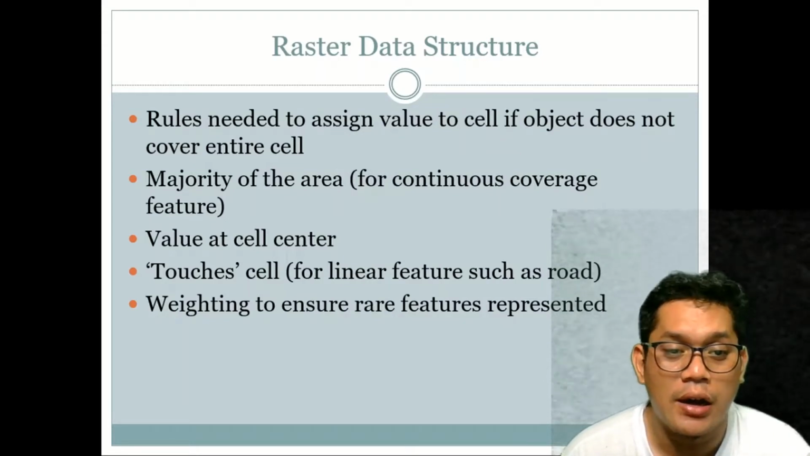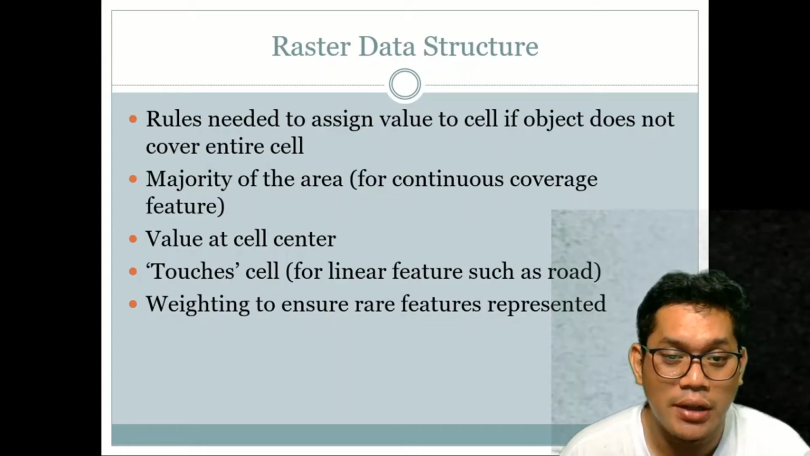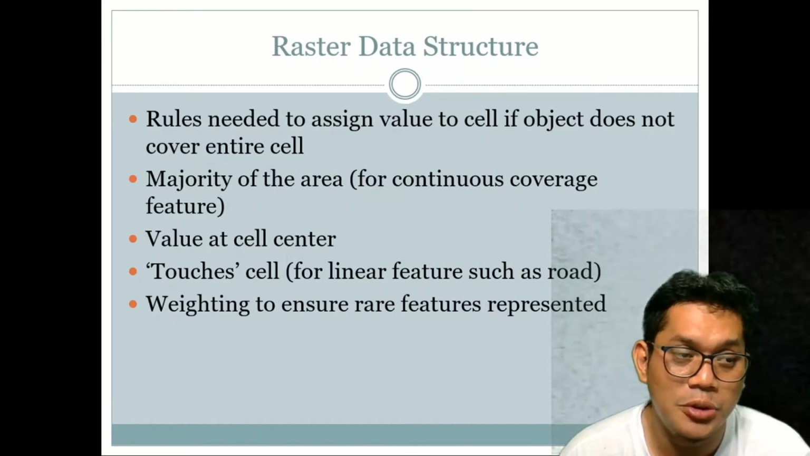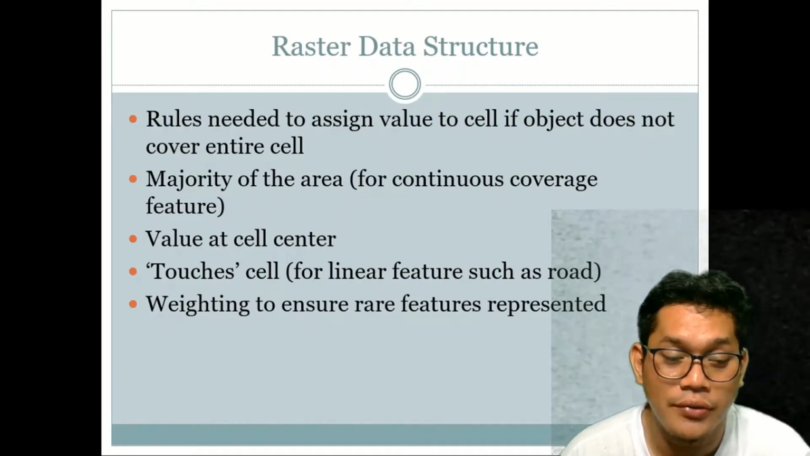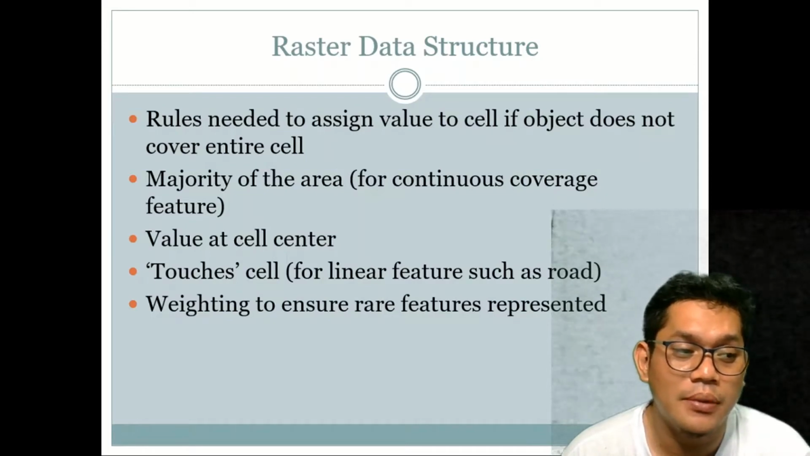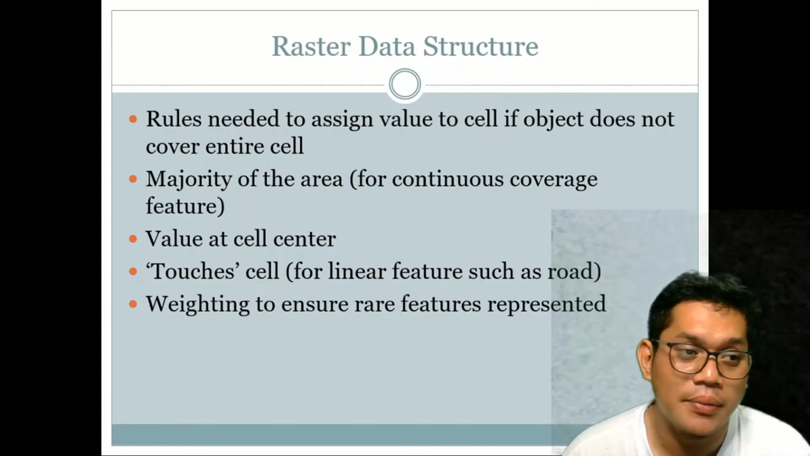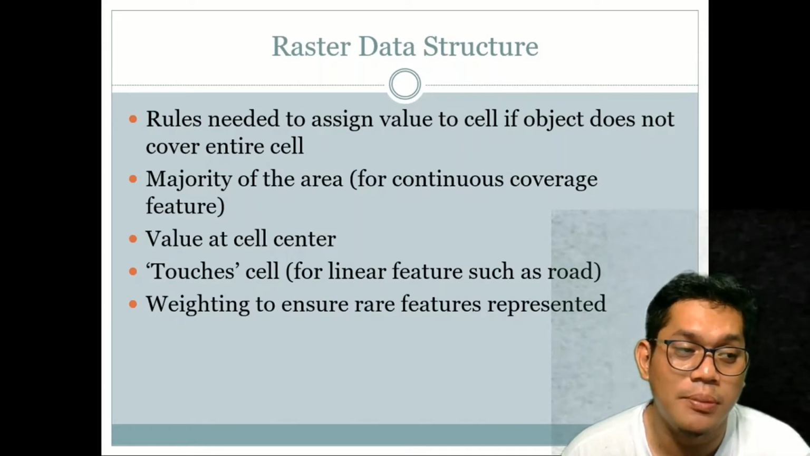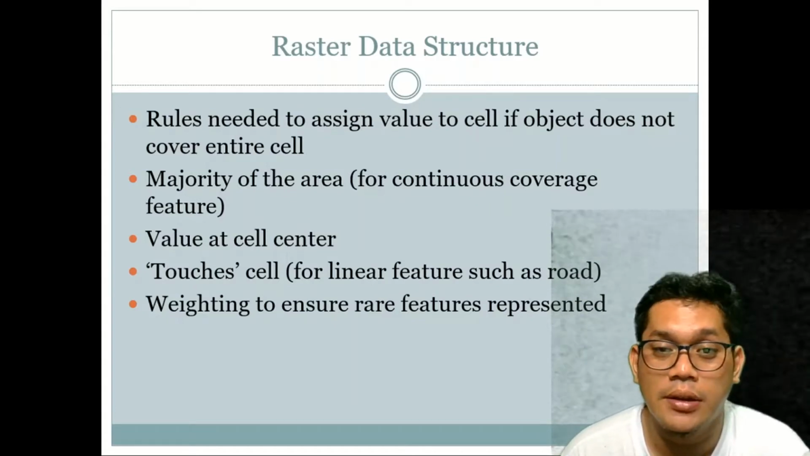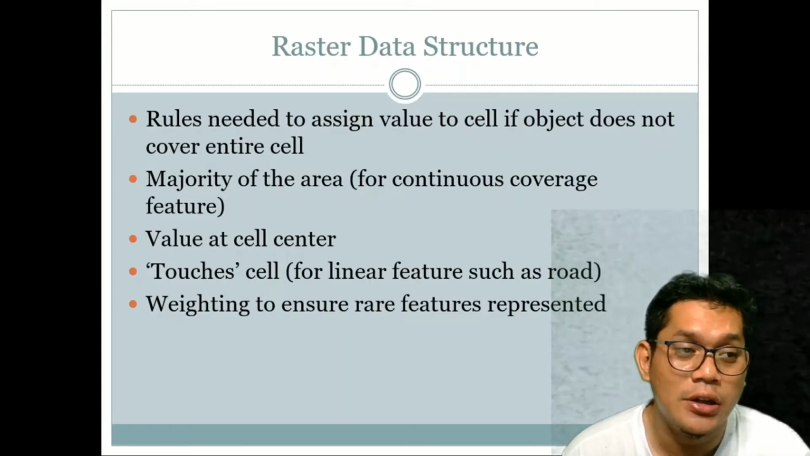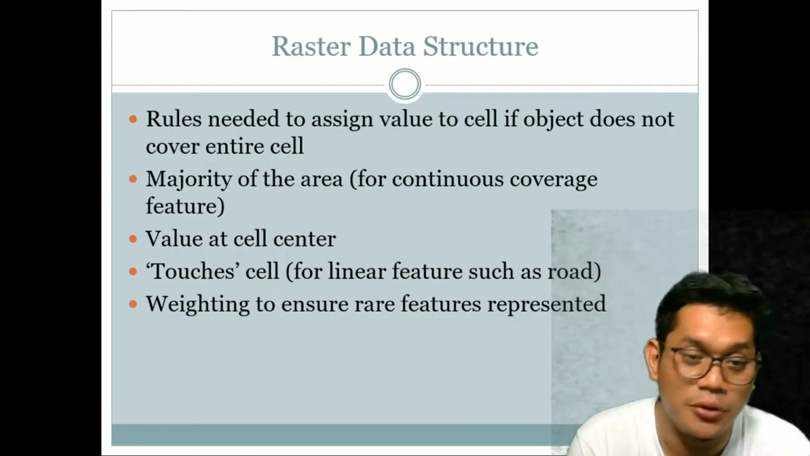The values that are kept are ordered at the center of the cell, and for linear features the line must touch the cell, to represent the linear nature of features such as roads or rivers. And there is some weighting to ensure rare features are represented, meaning that if features are not important, they will not be visible in the raster data, due to the limitation of pixels to hold more than one value.